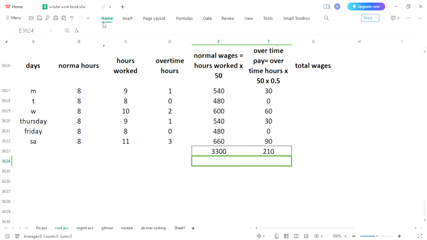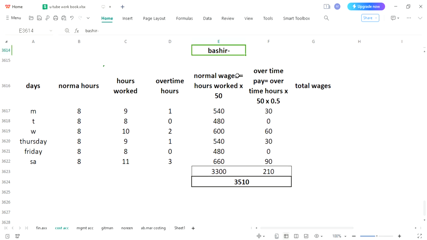Let's calculate total wages by adding both normal wages and overtime payment. Initially we have calculated them separately. 3300 normal wages, add overtime payment of 210. So we have got our final payment. This is method number 1. I'm openly sharing that you are not needed to adopt two methods. Only one method is enough.